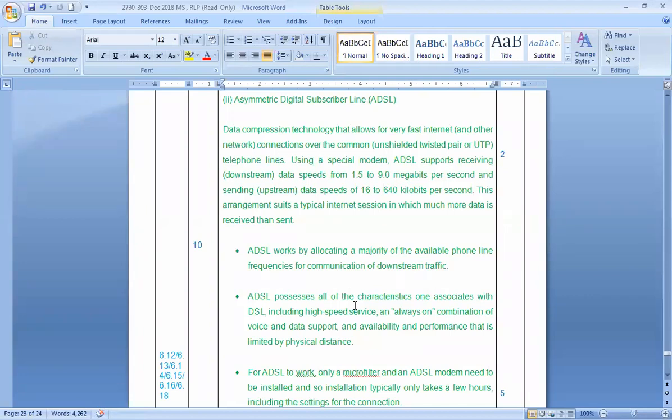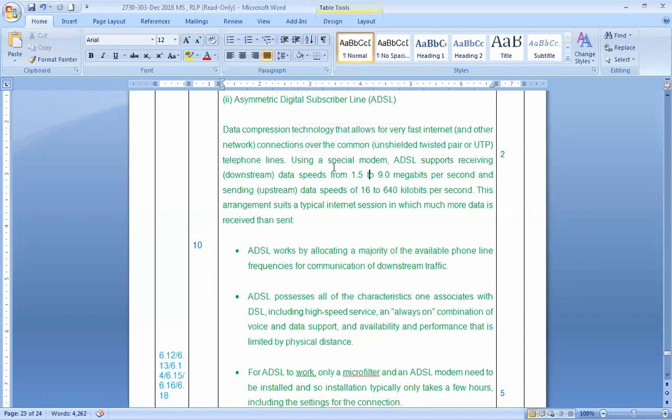Okay? Some applications would need upload speeds to be higher, and some applications would need download to be higher if you do not upload much. So there was a kind of flexibility that came in once this technology came up. So it is a data compression technology that allows very fast internet connections over the common telephone lines. So these common lines were the twisted pair lines, right? Unshielded twisted pair lines.